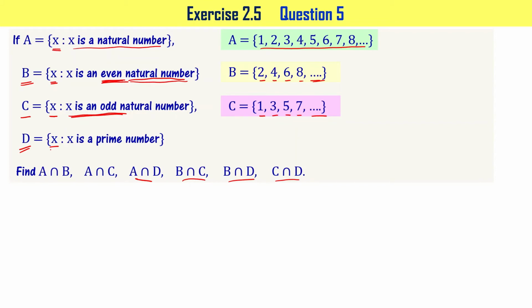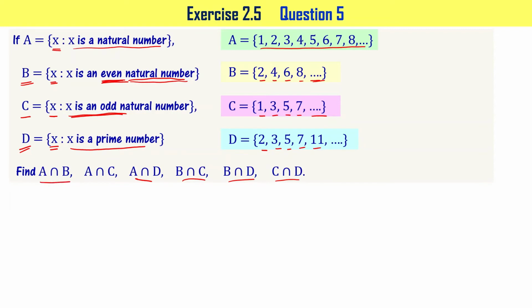D is a set of elements X such that X is a prime number. It means D is a set of prime numbers. Let's write that. D is going to have elements 2, 3, 5, 7, 11 and so on. These are all prime numbers, meaning those numbers will have only two factors, the number itself and the number 1. These are the two factors, right? Now, since we have written all the sets in the set roster form, let's start with A intersection B.